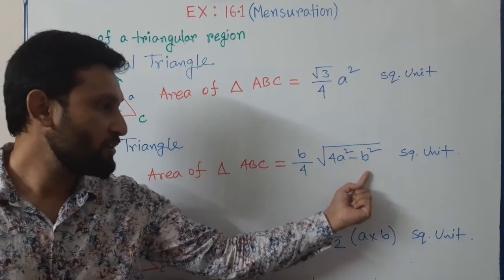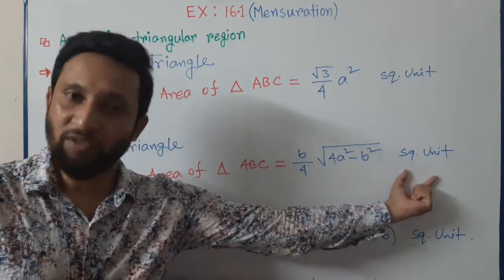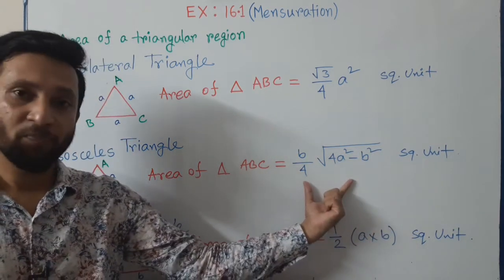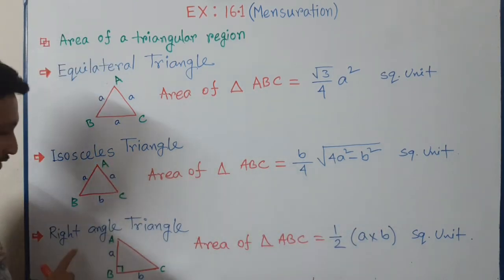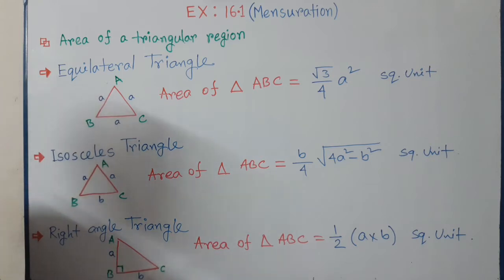Minus b square, that means base square, and then square unit. This is the formula of area of isosceles triangle. Okay, now the area of a right angle triangle.